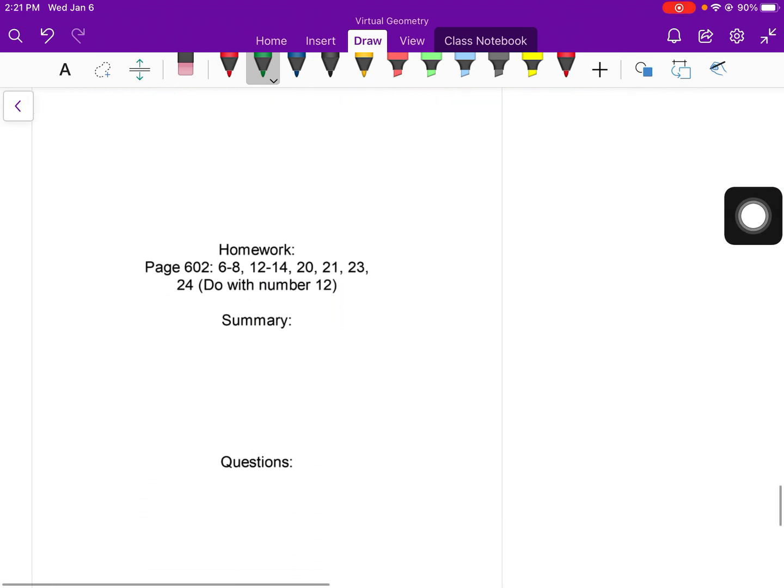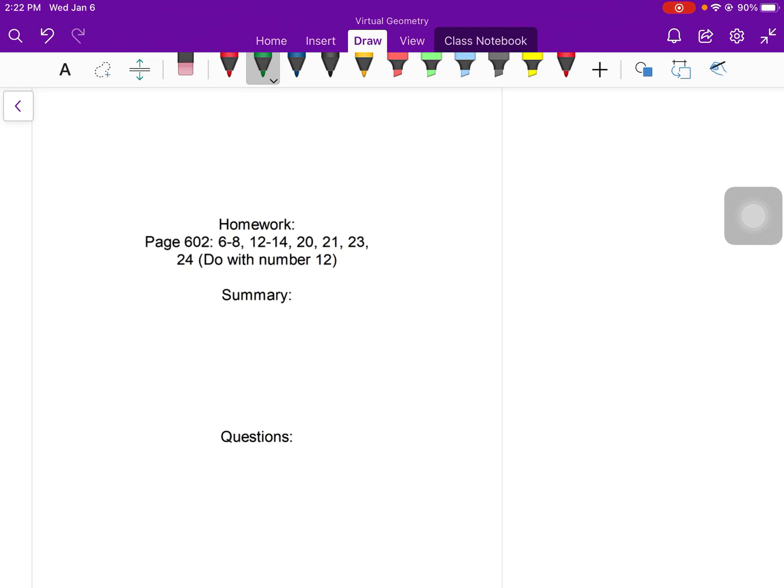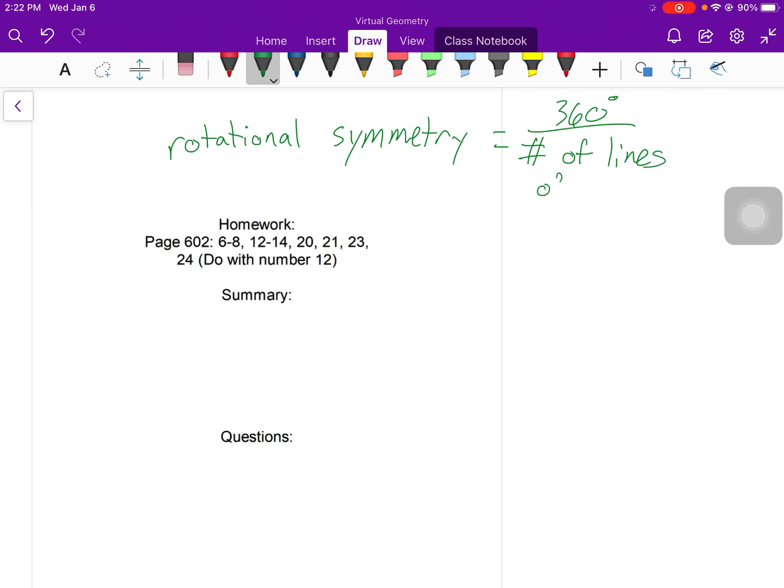All right, so here's your homework. You want to do number 12 and number 24 together. They're related to each other. And I didn't write it down explicitly, but rotational symmetry is equal to 360 degrees divided by the number of lines of symmetry. Make sure you're working on your homework and ask any questions that you have when you have them. I hope everybody has a great day.